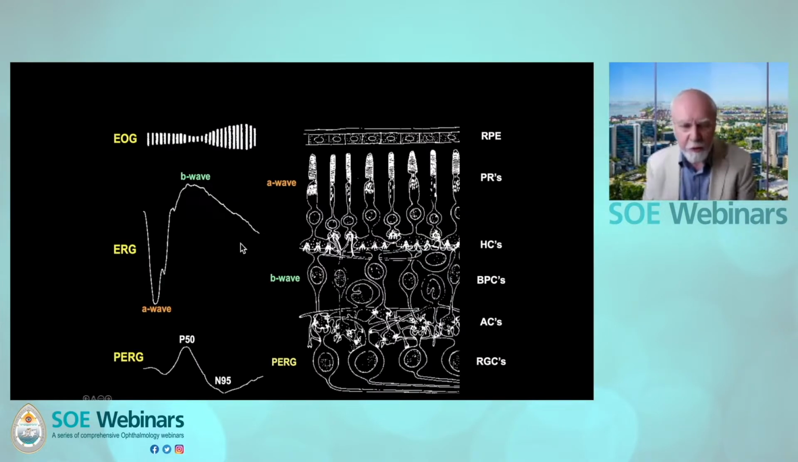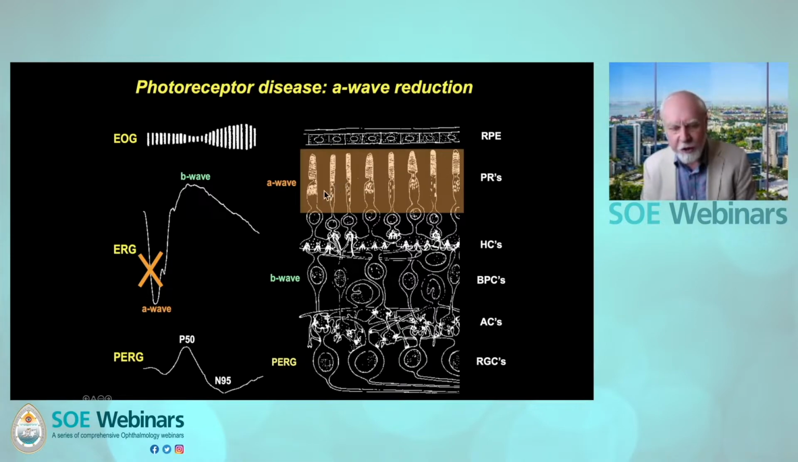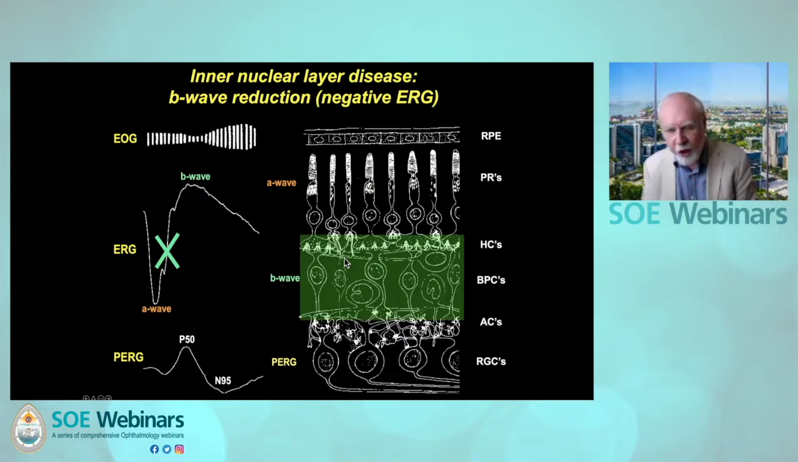Just to summarize the type of abnormality we get in ERG, if we have dysfunction of the photoreceptors, that will affect the photoreceptor-derived A wave and give global ERG reduction. Whereas if we have primary disease, either at the bipolar cells themselves, the synapse, or in the inner nuclear layer, then we will preserve the photoreceptor-derived A wave, affect the positive going B wave, leaving a negative going wave, which is known as an electronegative ERG.